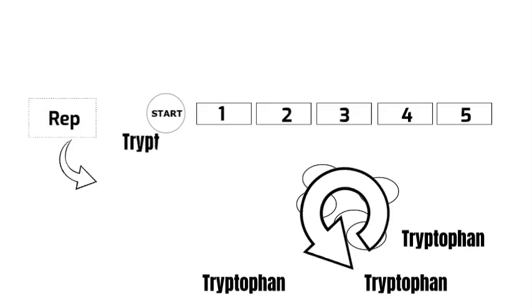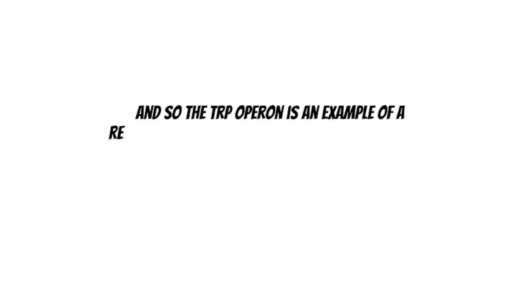Eventually, a tryptophan will bind to the repressor protein, and this activates the repressor. With tryptophan bound to it, the active repressor binds to the operator site and blocks the RNA polymerase from transcribing the trp genes. And so, the trp operon is an example of a repressible regulation.